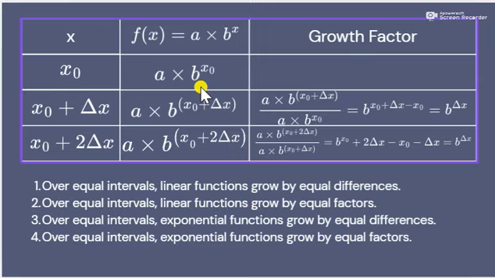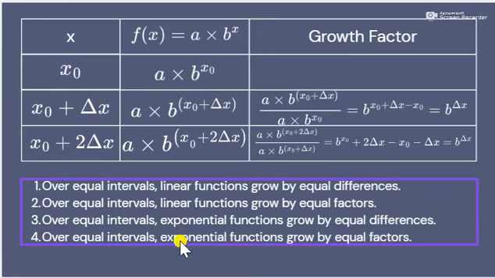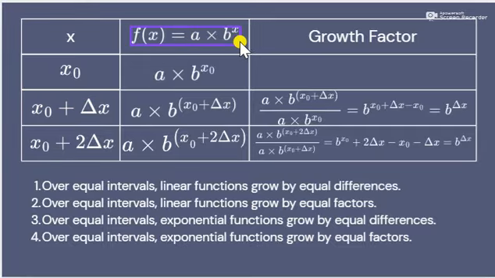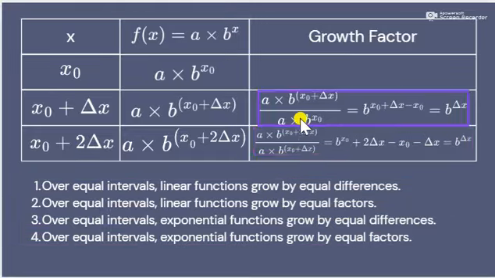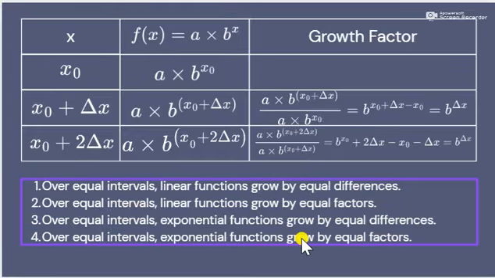The first thing we need to figure out is: is this a linear or an exponential function? Looking at all of this, we've got this exponent, that means it's exponential. So 1 and 2 are out. It has to be either 3 or 4. Now, do exponential functions grow by equal differences or equal factors? Differences mean addition and subtraction. Factors mean multiplication and division. If you look right here, it's doing division, so it has to be number 4.